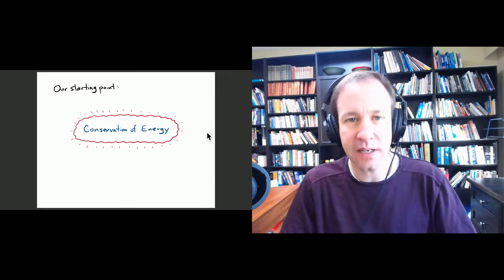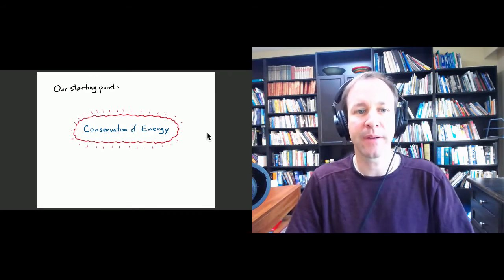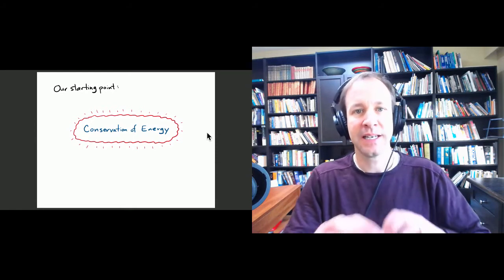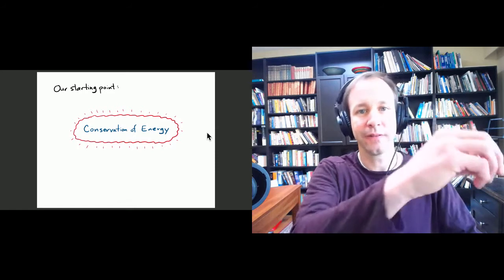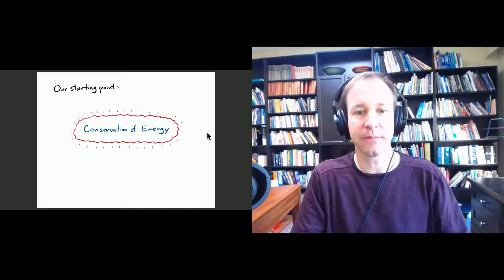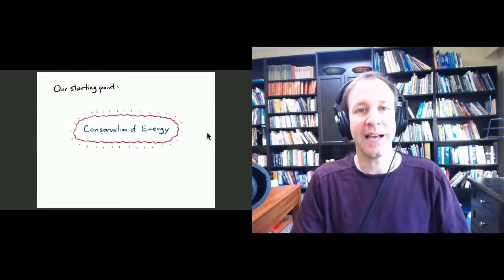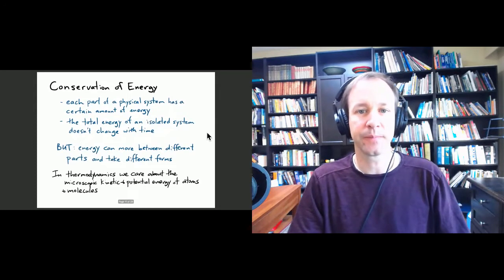A really good starting point for studying thermodynamics is thinking about energy and the conservation of energy. So a lot of the subject is really just about how energy is being transferred between different forms, between different parts of systems. And so let's start by just remembering what is energy and what is the conservation of energy.